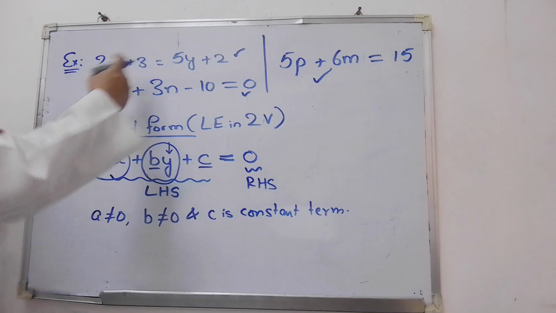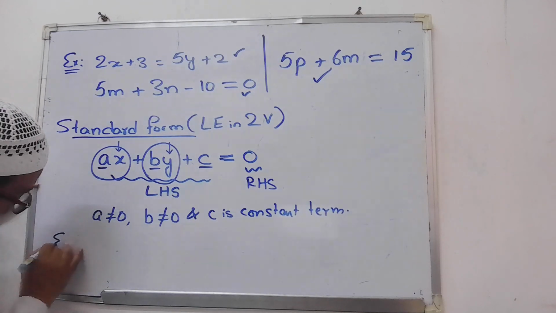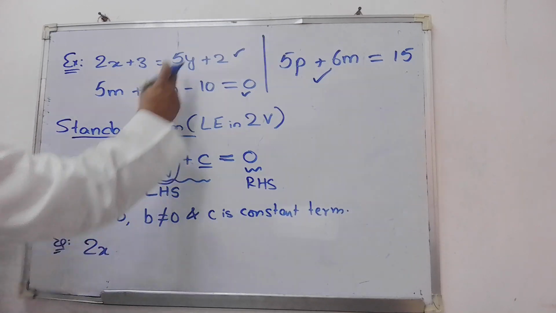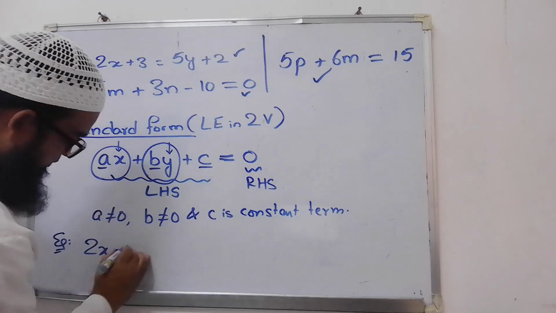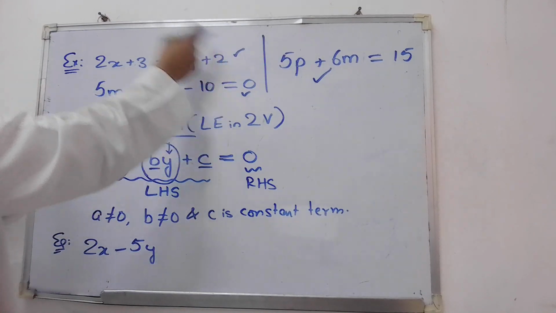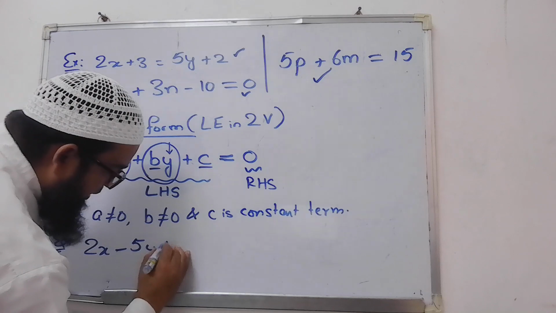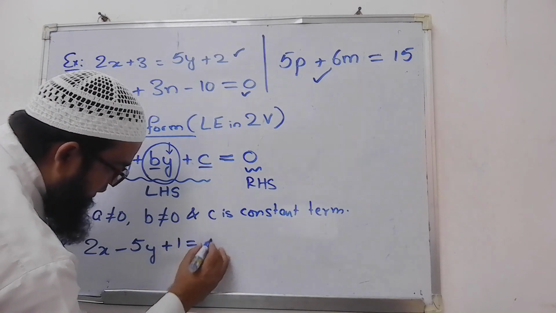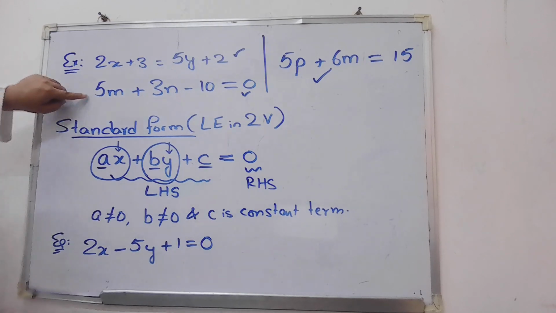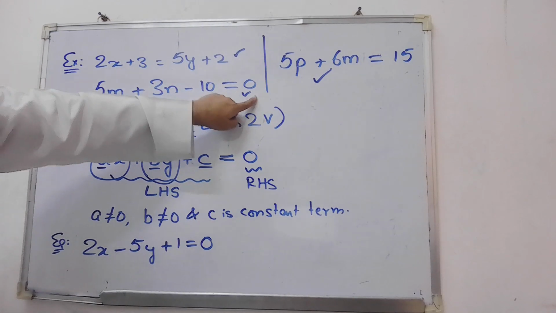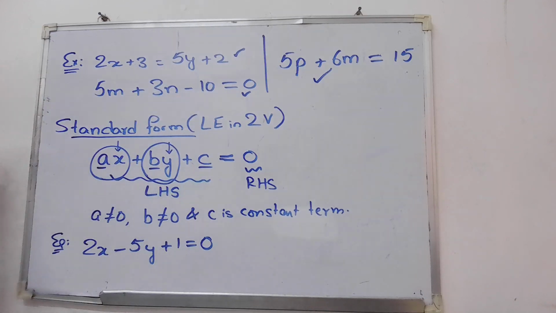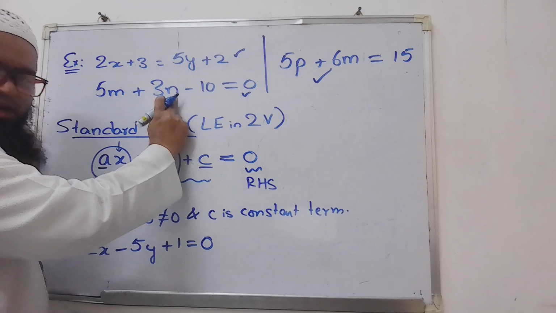So all the equations which we wrote before, we will write as 2x, and 5y, when I transpose it, becomes minus 5y, and 3 plus 2. So plus 2, when you transpose, it will be 3 minus 2, that means 1 is equal to 0. So let me write this. You can see all the three terms are on the left hand side, and on the right hand side it is 0. So therefore it is in standard form, with the different variables m and n.